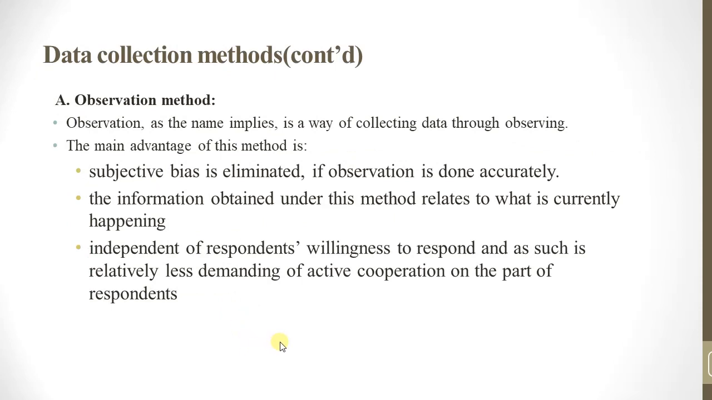Observation method. Observation, as the name implies, is a way of collecting data through observing. The main advantage of this method is that subjective bias is eliminated if observation is done accurately.